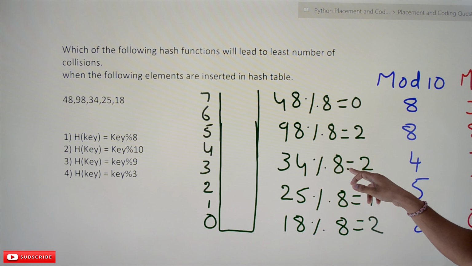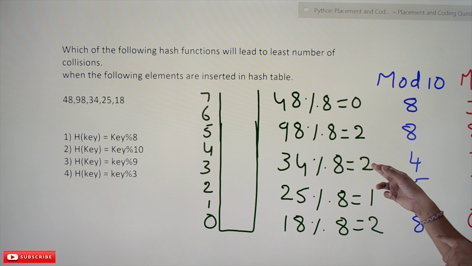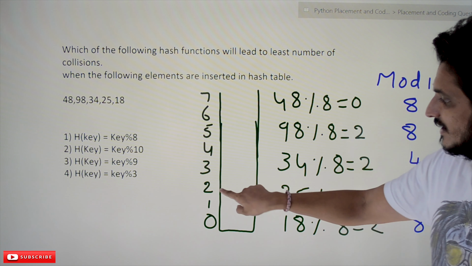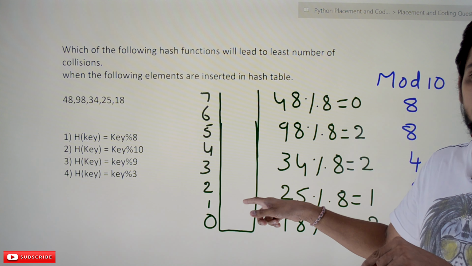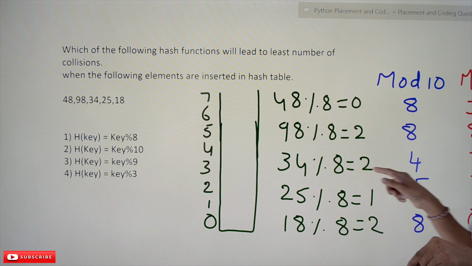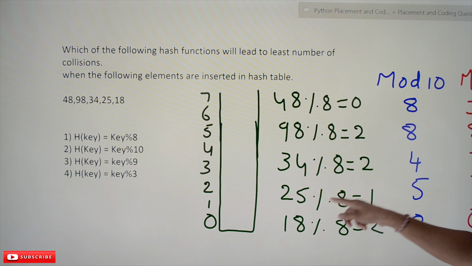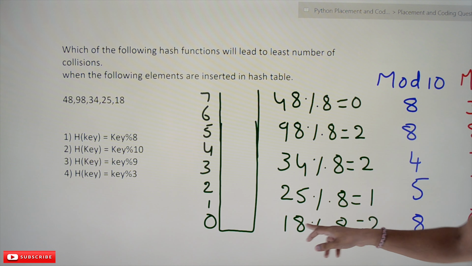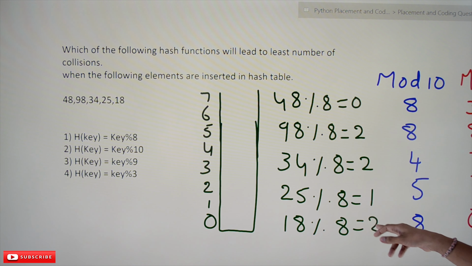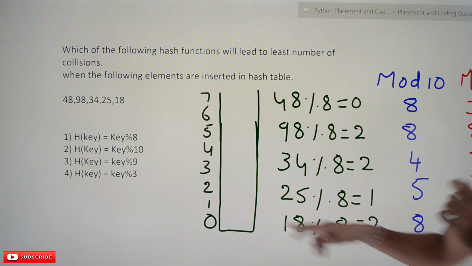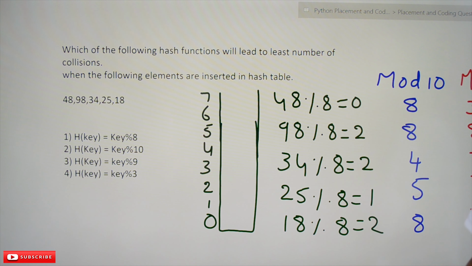34 mod 8 is 2. So already 98 is there at the second position. So it is a collision. So one collision obtained. 25 mod 8 is 1. Is 1 empty? Yes, it is empty. We can place it at one position. 18 mod 8 is 2 again, collision. So how many collisions obtained by using the key value key mod 8? 2 collisions are obtained. This one and this one.